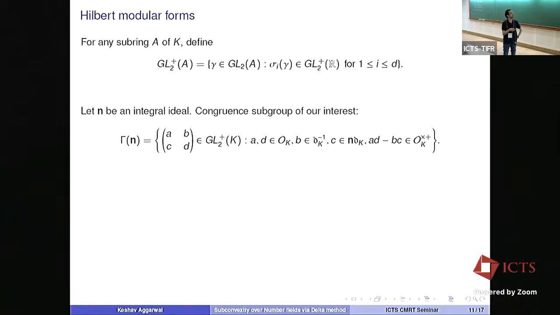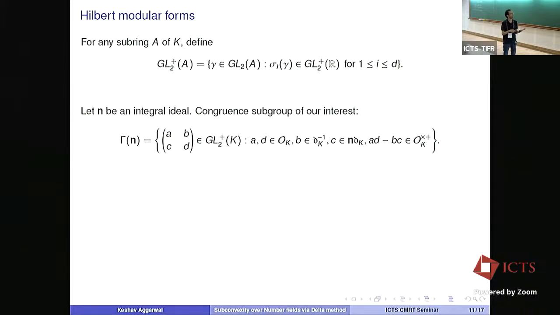And for that, therefore, you can define Hilbert modular forms. So if you take a subring, the subring that we are calling GL2 plus of K is the ring of all these matrices in GL2(K) such that it's totally positive. So if you take this and you embed it, all these embeddings are totally positive, so all of these embeddings are going to be some real numbers that are bigger than or equal to 0.